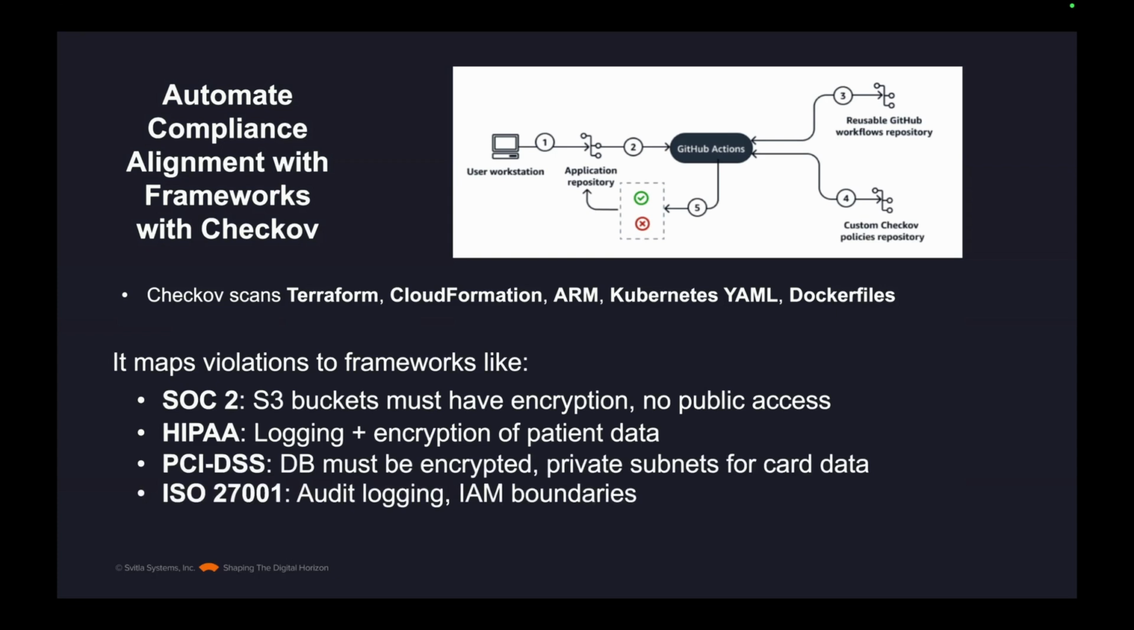form, which is S3 buckets, for example, must have encryption and they must be private. The HIPAA requires logging and encryption of patient data. This is just a few examples. PCI DSS requires that databases must be encrypted and only private networks should be used for card data. For ISO 27001, audit logging and IAM boundaries they ask companies to have. And the GDPR or CCPA, they care a lot about data retention, geo-restriction, and access control.